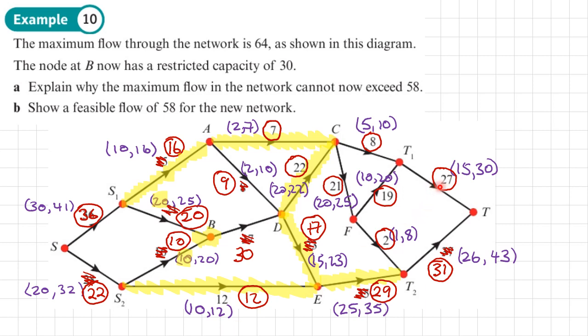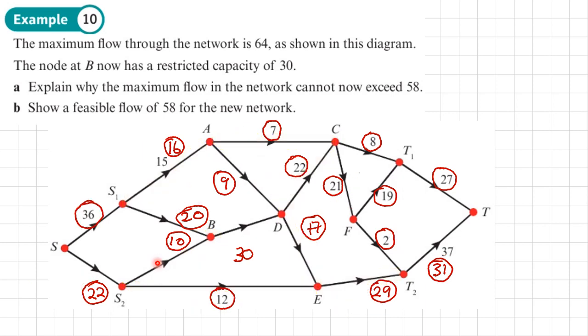So let me just remove the bits we're not interested in. And it's basically just the numbers which are in the red circles there. So here's our completed feasible flow of 58 for the network. It's in 58 here, and we can see 58 here.